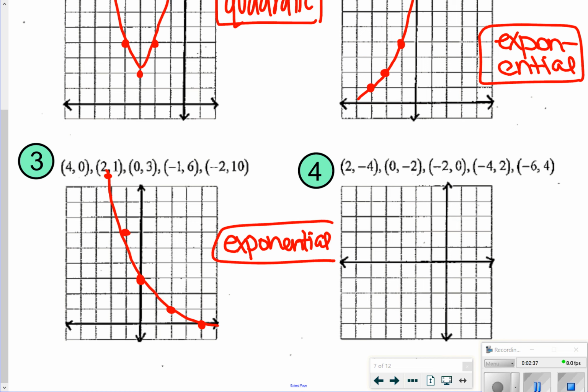And then for number 4, let's see what happens when we plot our points in 4. With number 4, it should be very clear that this is just a normal line decreasing over time. So we're going to call number 4 a linear function.